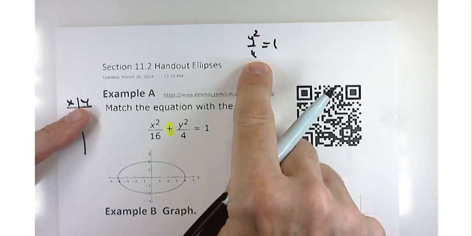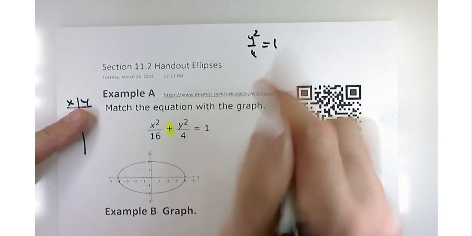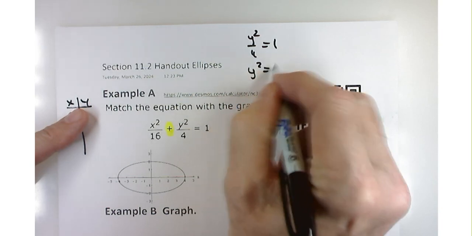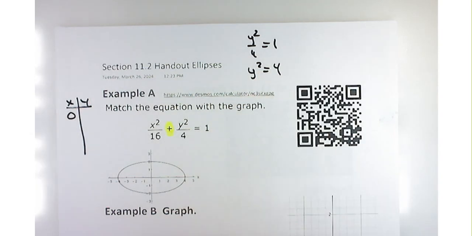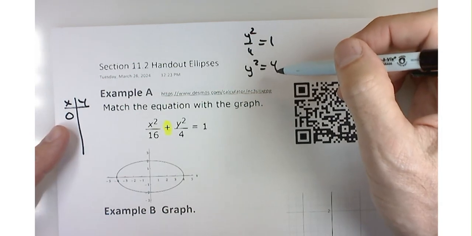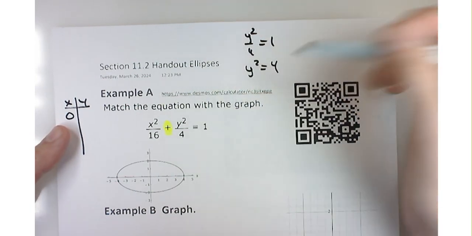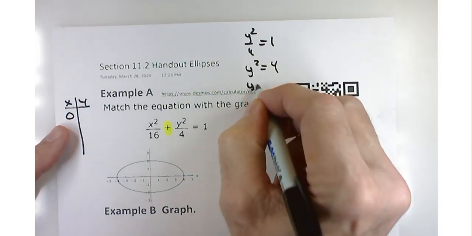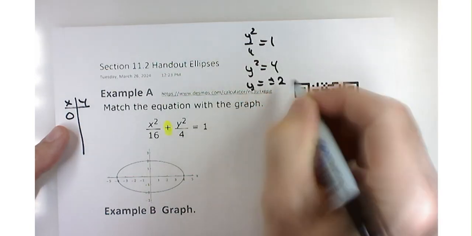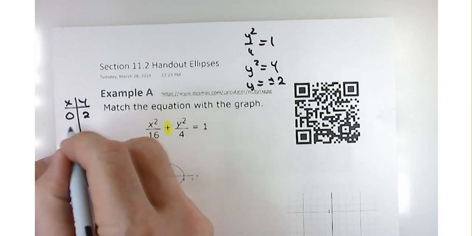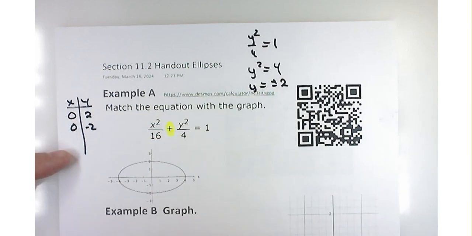How would you solve here? Yeah, multiply both sides by 4, and I hope you don't pull out the quadratic formula. Rather, what would you do? What's the quick way to solve this one? Square root. Square root property. Don't forget the plus or minus. So y is plus or minus 2. So you've got 0, 2, and 0, negative 2.